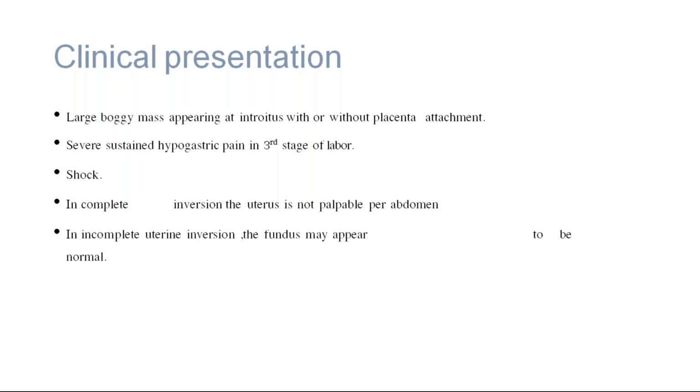We can see a large boggy mass appearing at the introitus. The patient may go into shock. In complete inversion, the uterus is not palpable per abdomen. See, usually after delivery of the baby, we can palpate the fundus of the uterus. But here, in complete inversion, we can't palpate per abdomen.